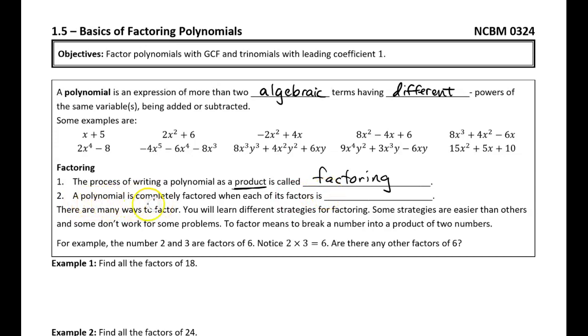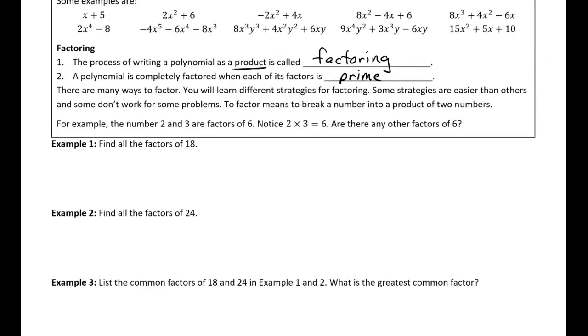Sometimes a polynomial, if it's completely factored down, or when we have finished the process of factoring, each of those factors is called prime. So we're no longer able to write those pieces as any more products. It's gone as far as we possibly could. Now to start this though, before we jump into the polynomial situation, let's think about the basics of just numbers. How do we factor numbers?